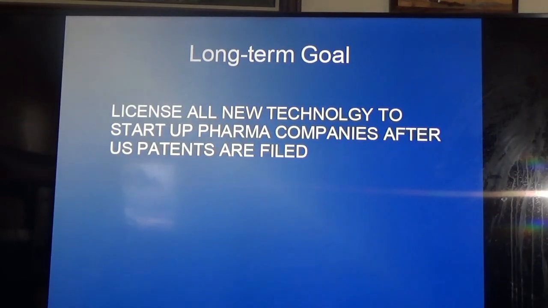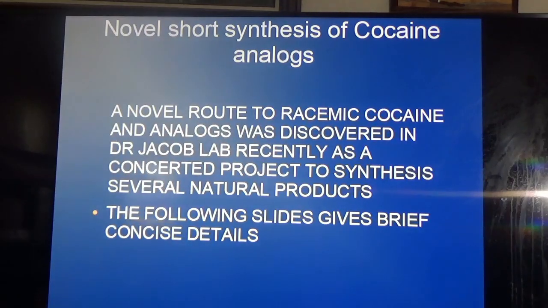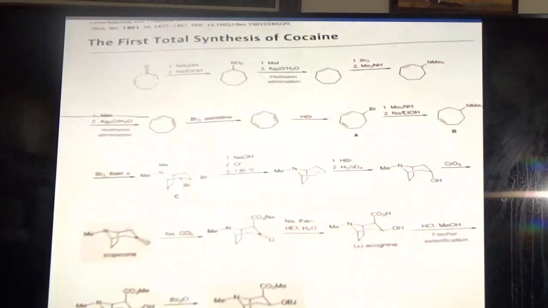So the long-term technology, of course, is to present this technology to startup companies who are interested after all the US patents have been filed. In this presentation, I will be concentrating on a novel short synthesis of cocaine analogs. Recently, a novel route to racemic cocaine and analogs was discovered in Dr. Jacob's lab as a concerted project to synthesize several natural products. The following slides will give you brief, concise details about the synthesis.